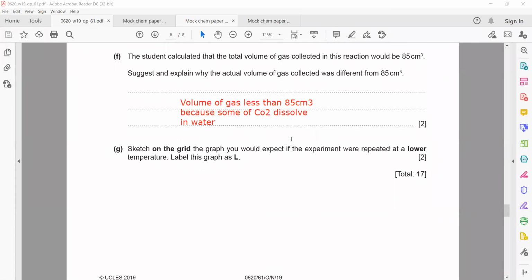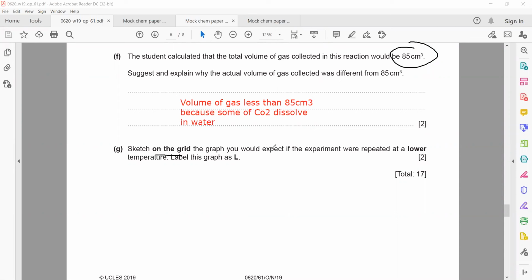Here, about the reactant, you cannot mention. Why can you not mention the reactant? Because this 85 is a value which is considered when acid is reacting with metal, so it is not about the reagent, it's about the gas.